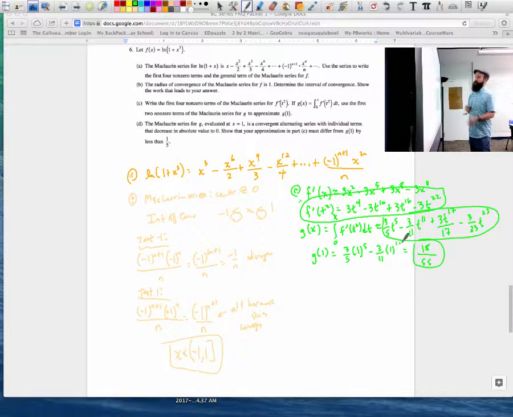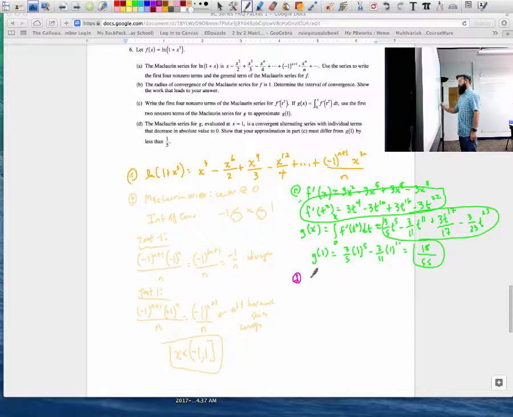So part D says, the Maclaurin series for g, when x equals 1, is a converging alternating series with individual terms that decrease in absolute value to 0, meaning it converges. Show that your approximation in part C must differ from g of 1 by less than 1/5. Clear language indicating an error. But with alternating series, unlike Taylor series, they're much easier to determine the error. In alternating series, the error is literally less than the next term. There's no M involved, it's less than the next term.